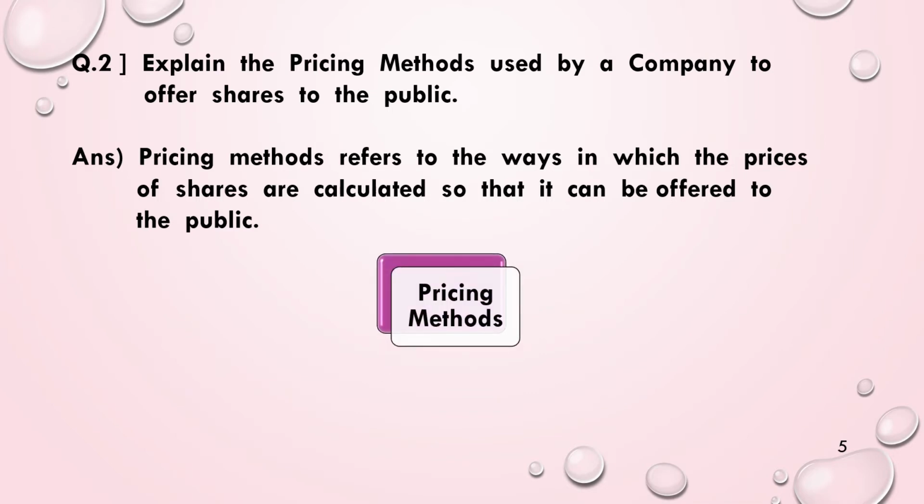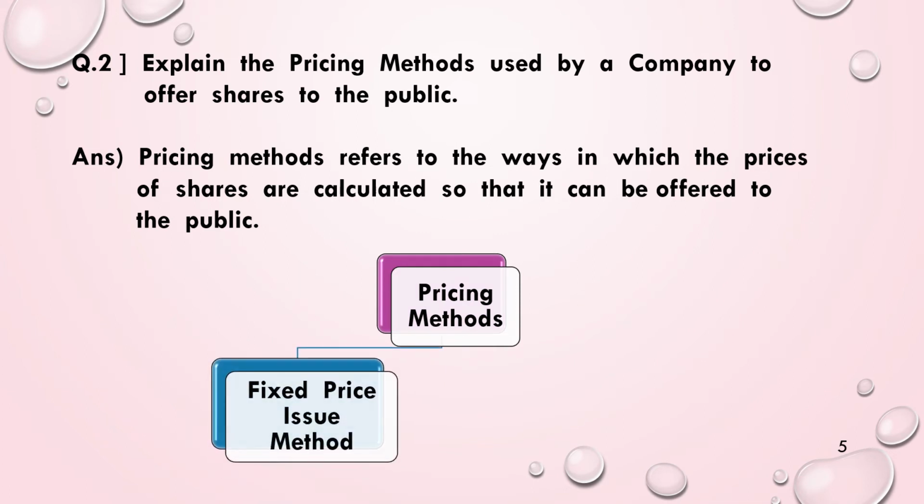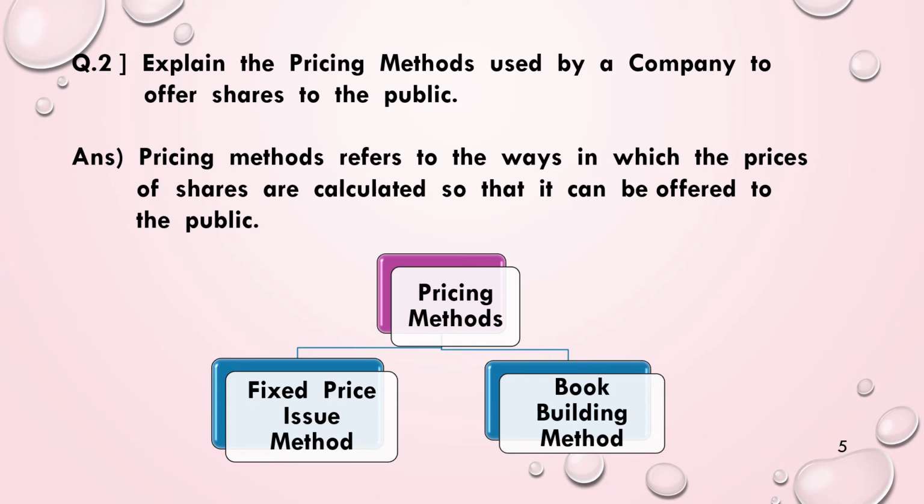There are basically 2 methods of pricing, that is fixed price issue method and book building method. Let us understand both these methods in detail.